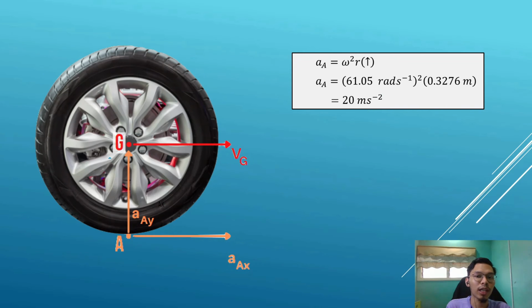We can also calculate the acceleration of the point A. The acceleration of point A equals omega squared times R, and the direction is upwards. Why is it upwards? Before the point A touches the ground, the velocity of the point A is directed downward, but after it touches the ground, the velocity is going upward. Therefore, the point A accelerates upward as it leaves the ground. So here we put the omega we calculated just now, 61.05 rad per second, squared, times the radius. We get 20 meters per second squared.